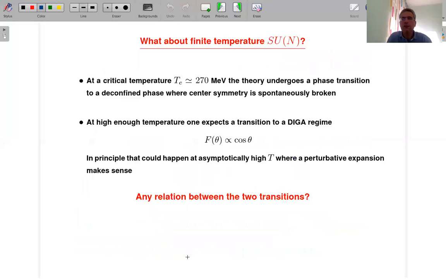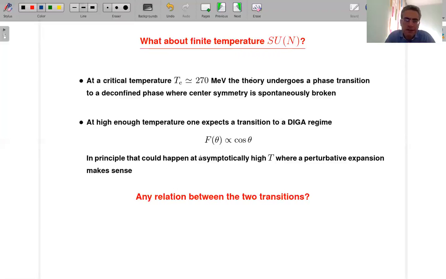Okay, now what about finite temperature pure gauge theories? Well, the question is the following. We know 2 things about finite temperature pure gauge theories. On one hand, we know that there is a critical temperature of the order of 270 MeV, where the theory undergoes a phase transition from the confined phase, where, as you know, there is a spontaneous breaking of center symmetry and the string tension disappears. The other information that we have is that at high enough temperature, we expect that at some point the dilute instanton gas approximation will work, because the theory becomes perturbative, because the temperature puts an effective infrared cutoff on the size of the instantons, so just small instantons survive and they are perturbative.